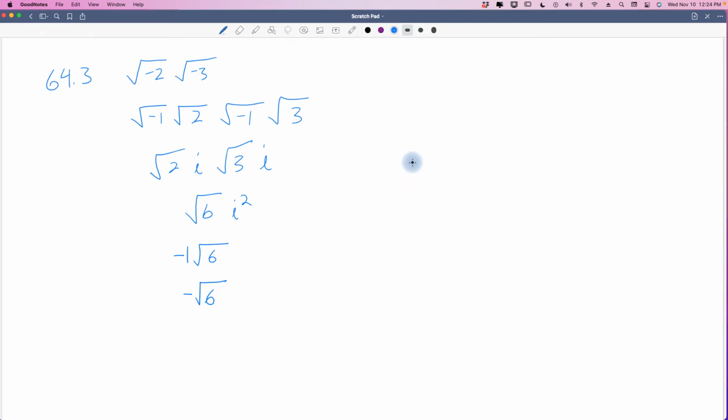Okay. All right, so now we have another one, 64.4. That one was pretty straightforward and easy. We're going to simplify 4i cubed minus 2i to the 4th plus 2 times the square root of -9 plus the square root of -3 times the square root of -3. All right, so first we use 3 steps.